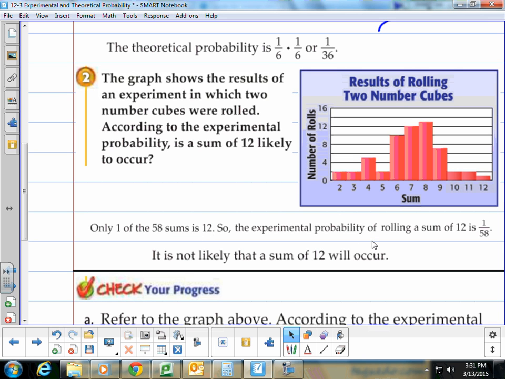So the experimental probability, and remember it's experimental right now because this was something that was actually done in data and an experiment conducted. So the experimental probability of rolling a 12 was a 1 in 58. So it is not likely, and if you are going to describe it, you do want to say likely or not likely. It is not likely that the sum of 12 will occur when rolling 2 number cubes.